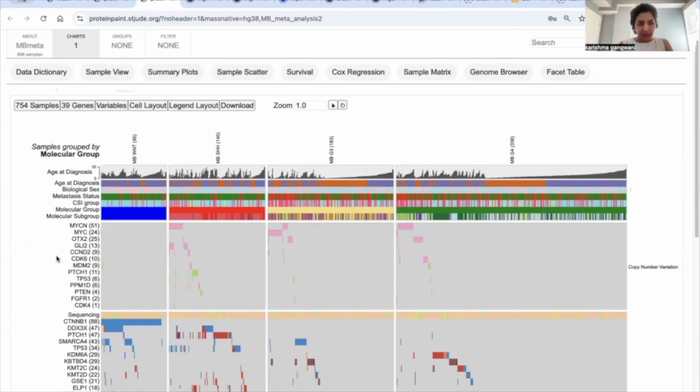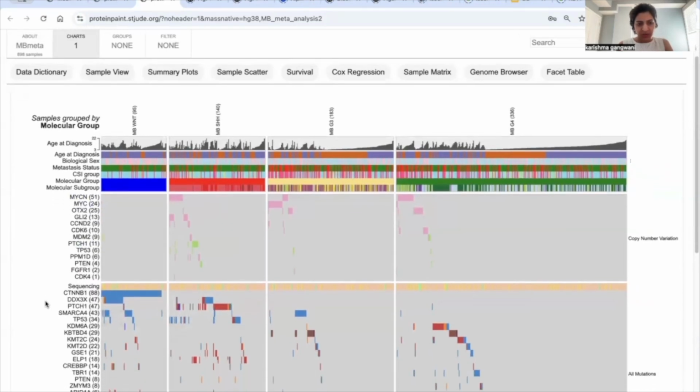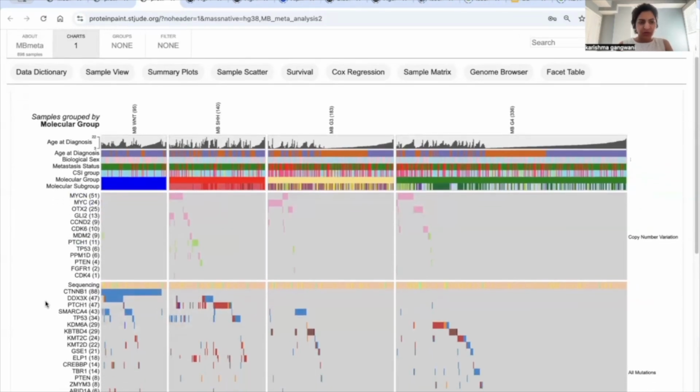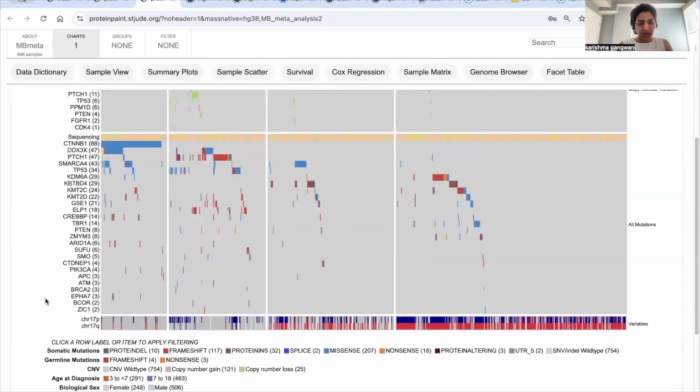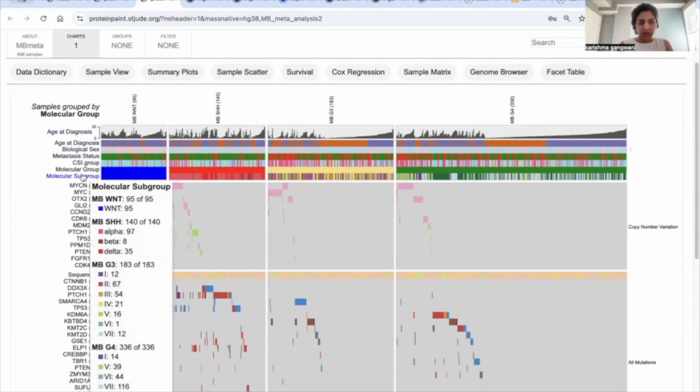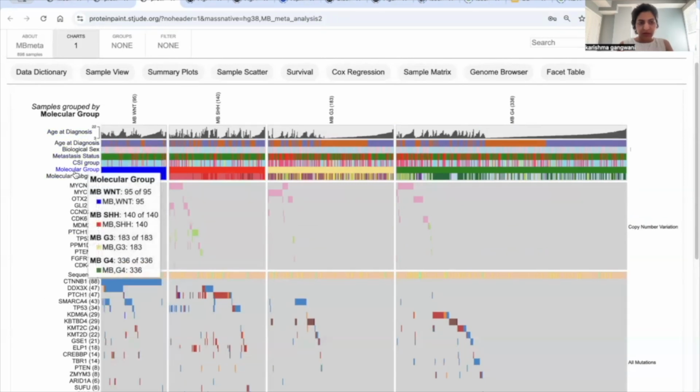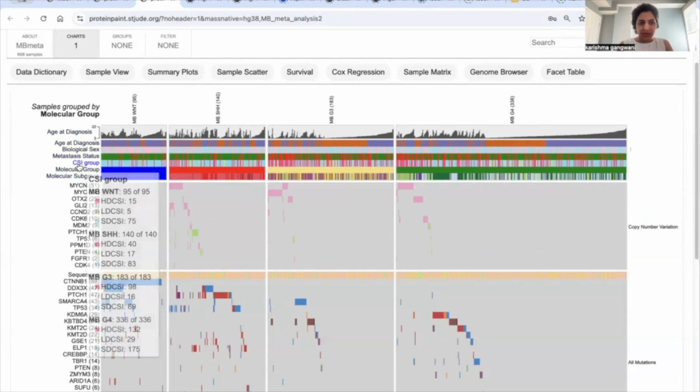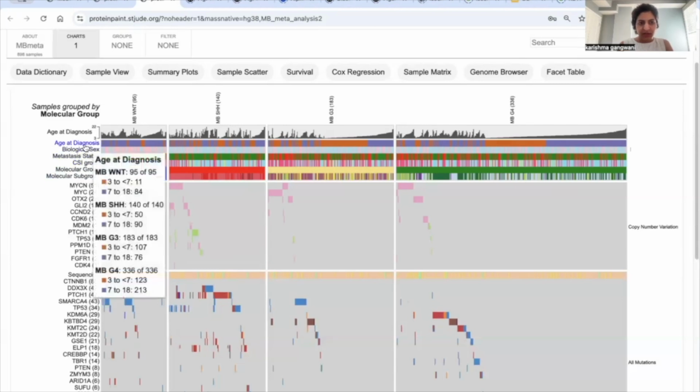And so you will see that each row within this matrix visualization is a type of variable or a type of category. And you can reorder and move things around based on how you want to sort some of these variables. Each row is a variable containing information about that category, and each column is a sample. On the top here, you will see some of the demographic or clinical variables, such as the molecular group, the molecular subgroup, the metastasis status, and then the CSI group. Also, the biological sex, age at diagnosis.